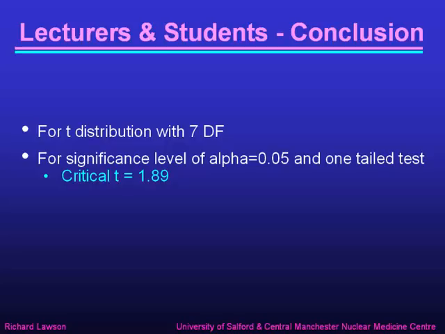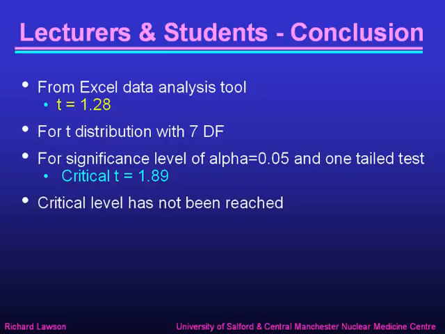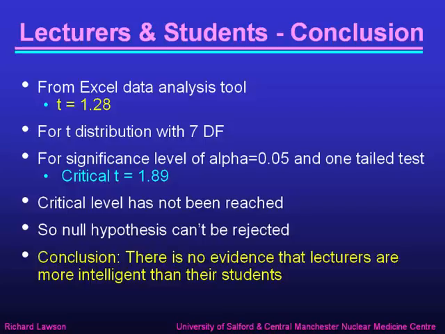Our conclusion therefore is, for 7 degrees of freedom, a significance level of 0.05 in a one-tailed test, the critical t is 1.89, and we have from Excel a t value of 1.28, so it's not reached significance. So the null hypothesis can't be rejected, so our conclusion is that there is no evidence that lecturers are more intelligent than their students. They may be or may not be, we just don't have enough evidence from this test to say.